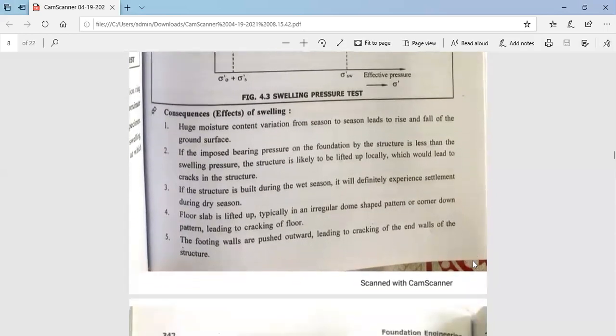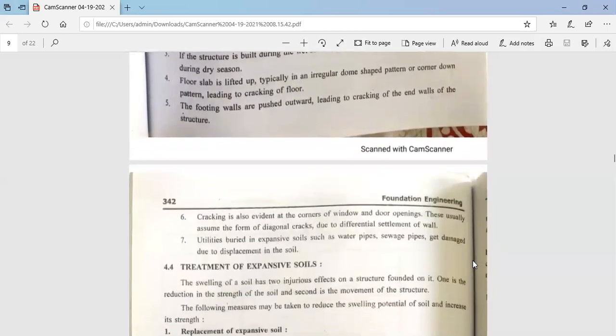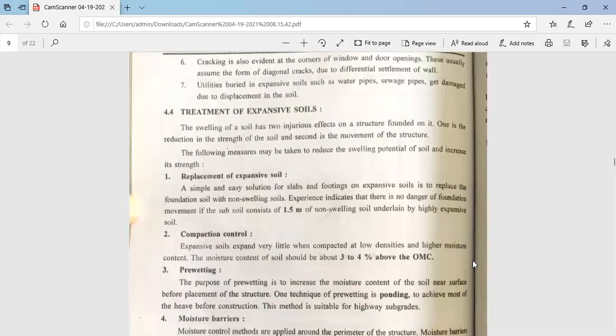The floor slab is lifted up, typically in an irregular dome-shaped pattern or corner-down pattern, leading to cracking of the floor. The footing walls are pushed outwards, leading to cracking at the ends of walls in the structure. Cracking is also evident at the corners of the windows and door openings. This usually assumes the form of diagonal cracks due to differential settlements of the wall. Utilities buried in expansive soil, such as waste pipes and sewage pipes, get damaged due to displacement in the soil.